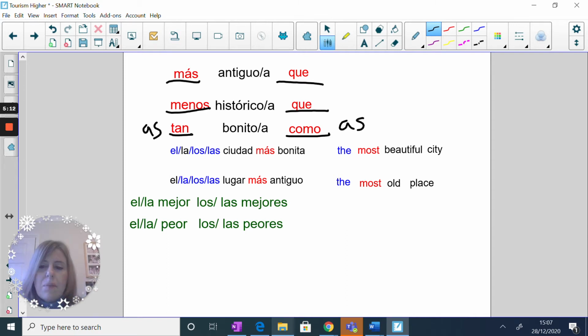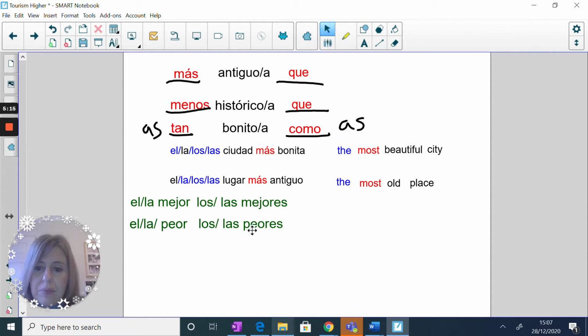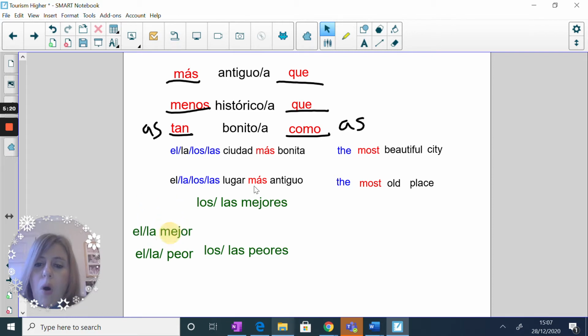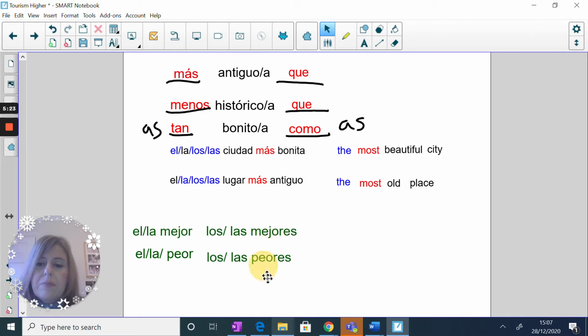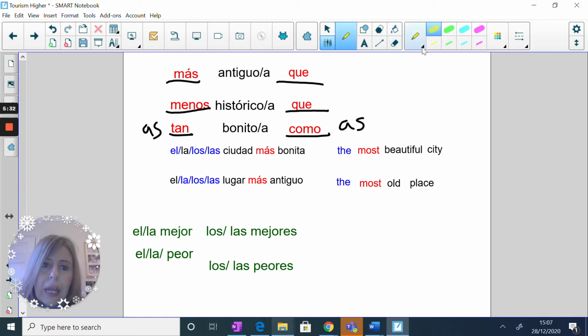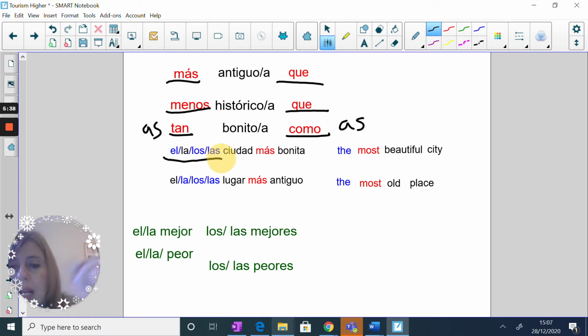All right, and then this is a part that for me can be a little bit tricky. So let's do a little bit of work on that. To say the most beautiful city, for example, in Spanish we need to say the. Now the, as you know, there are 4 ways to say the in Spanish. We can say the with el, la, los, las, because I'm talking about the most beautiful city, and I know city is feminine, la ciudad, I'm going to use la. So la ciudad más bonita.